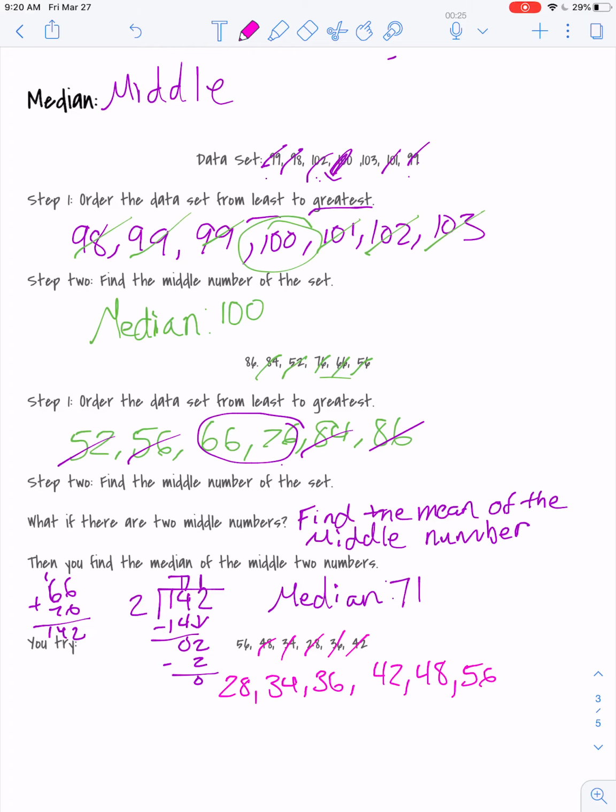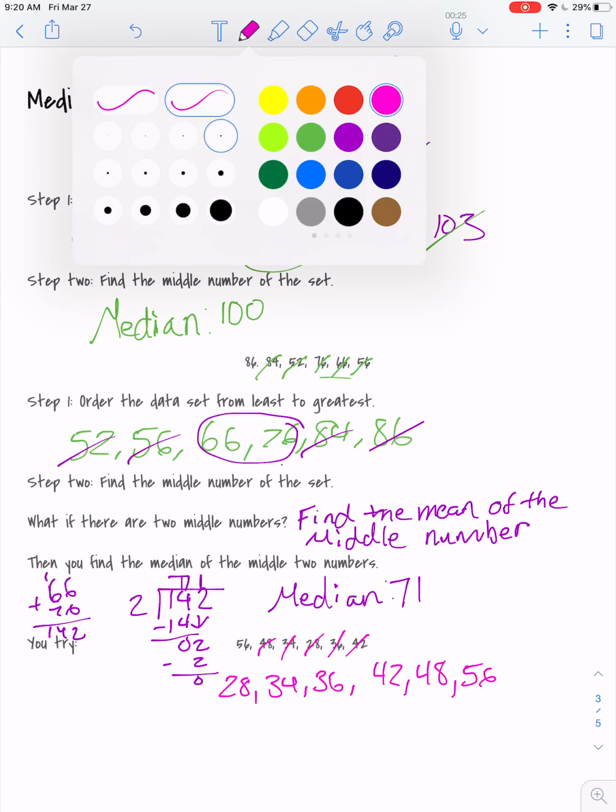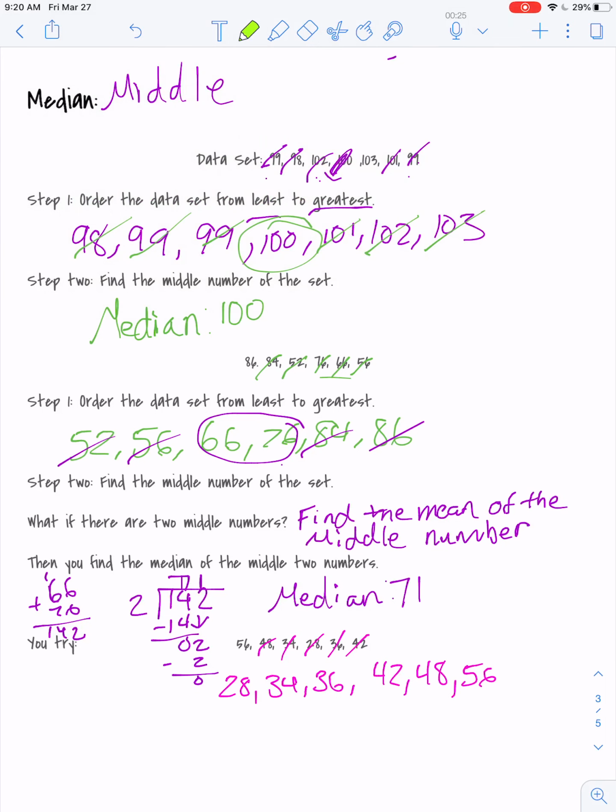So we have our data listed from least to greatest. So now we need to find our middle number. So we take off 28, 56, 34, 48. We have two numbers in the middle, so that means we need to add them up. So we take 36 plus 42, and we get 78.